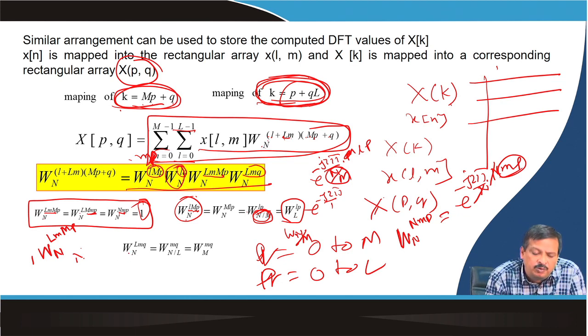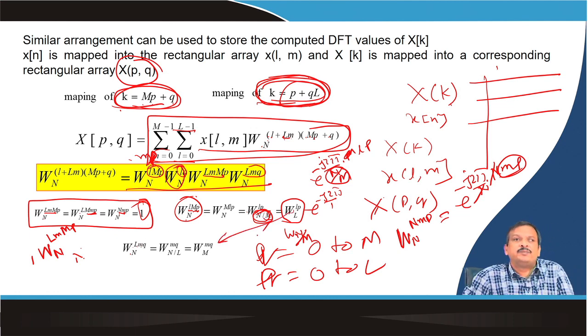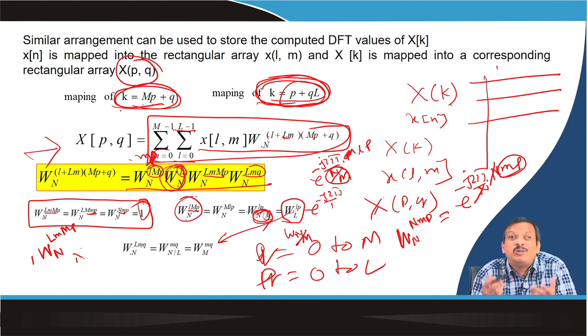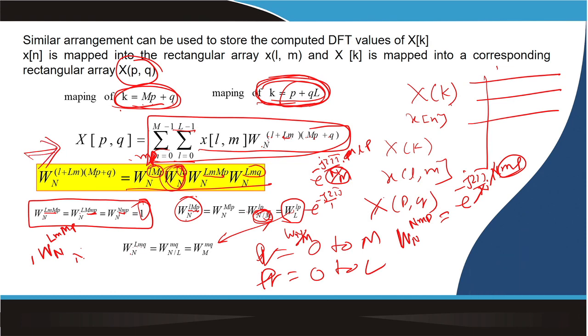Similarly, Wn to the power lmq, same thing, vice versa. Only W_l to the power lq will remain the same. So now we simplify this one and see what we will get. So in the next lecture, I will show you how it will be simplified. Okay? Thank you.